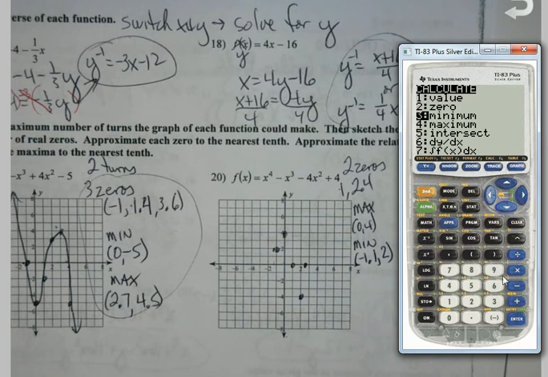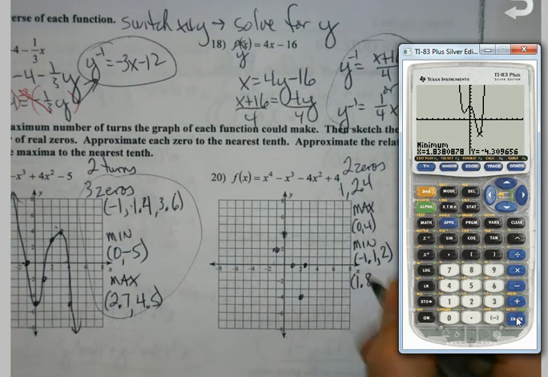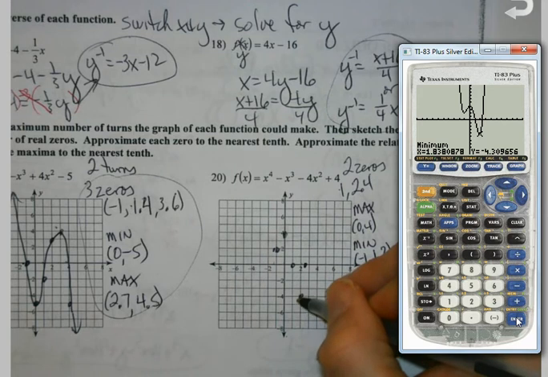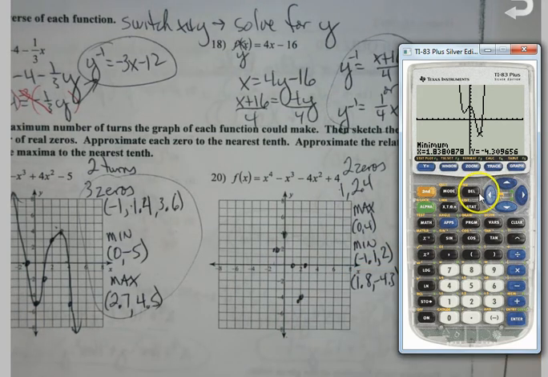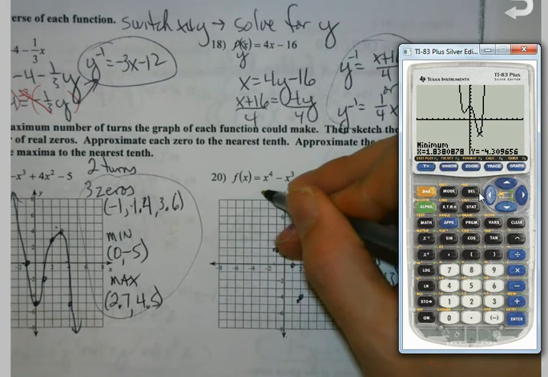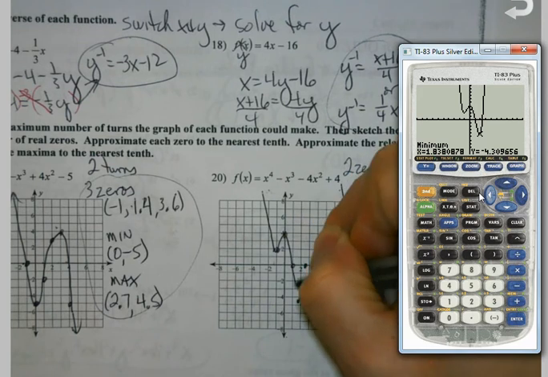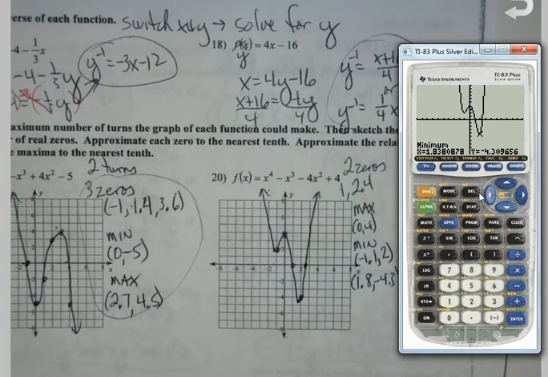One more here. Down in here, so to the left, to the right. 1.8, negative 4.3. And I finally am ready. Let's go ahead and get that drawn in with all of my information.